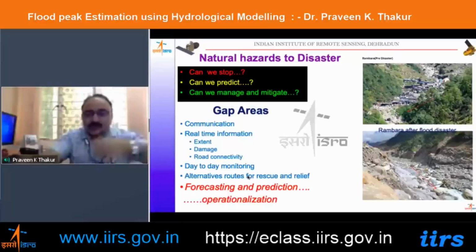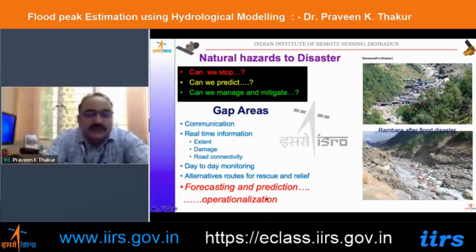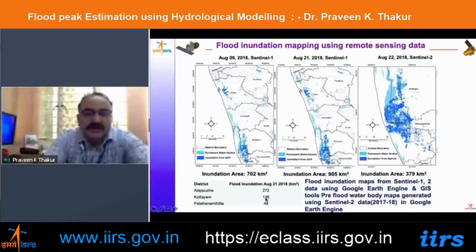So today's lecture on estimation of the flood peak is usually linked with the forecasting and prediction of the floods. Before going to the actual modeling, how we are able to estimate the flood peak in a given river system, there is one application of remote sensing, which is usually immediately after the floods, that is active flood mapping using the constellation of the satellites, mainly using the all-weather satellites like synthetic aperture radar.